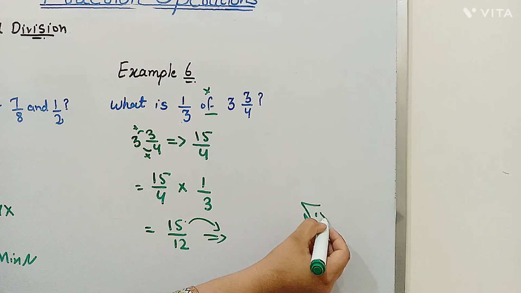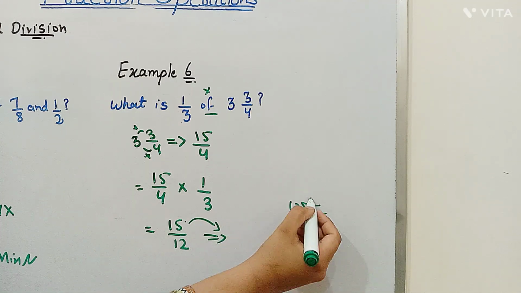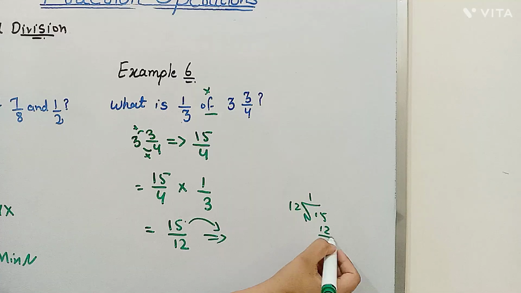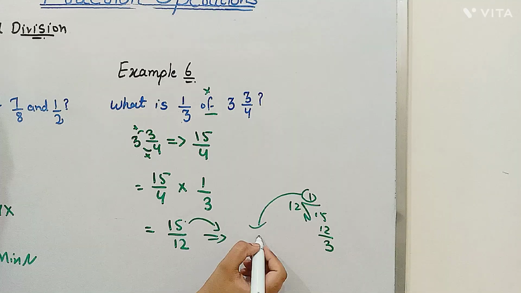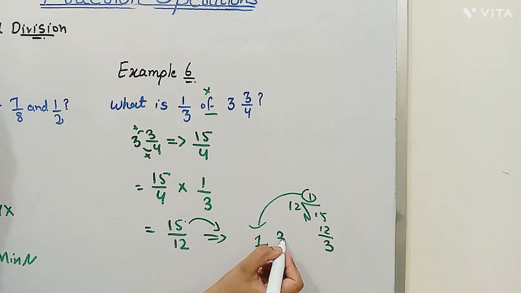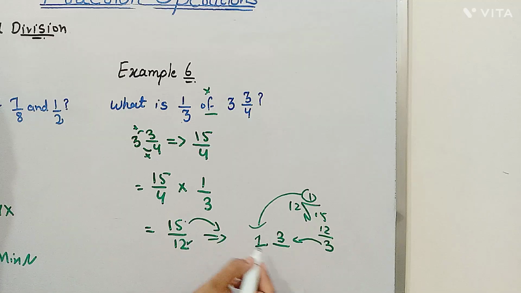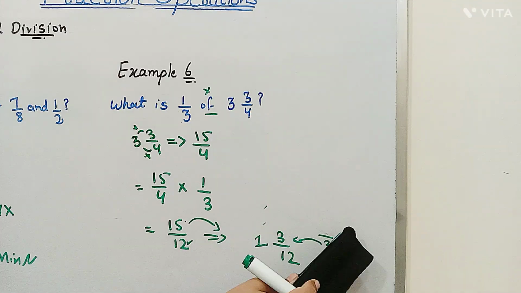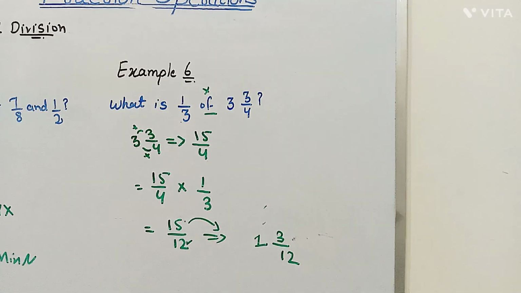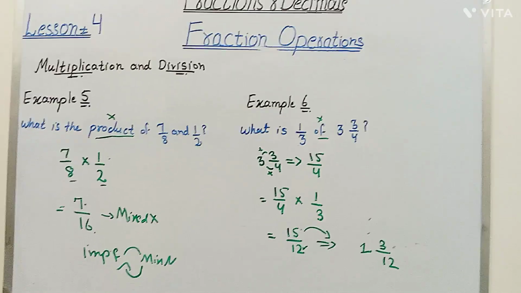How can I convert it? 15, 12 ones are 12, remainder is 3. Final answer: 1, the remainder as numerator, and the denominator will be the same as in the question. So my final answer is 1 3 by 12. I hope you completely understand the multiplication process.